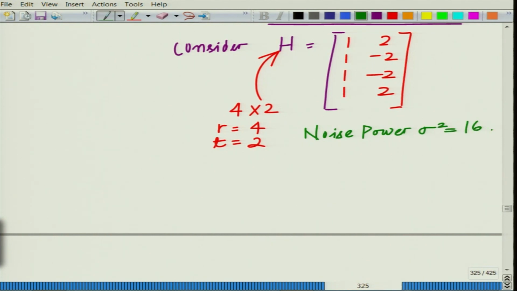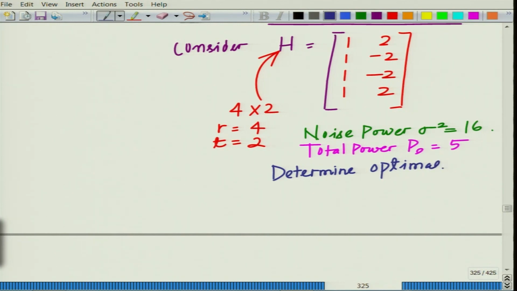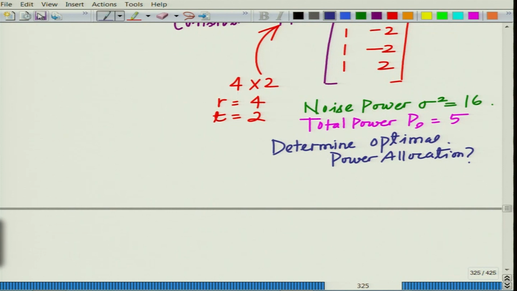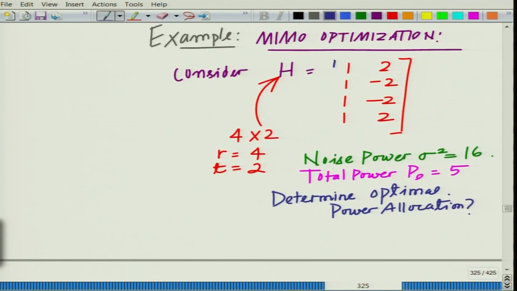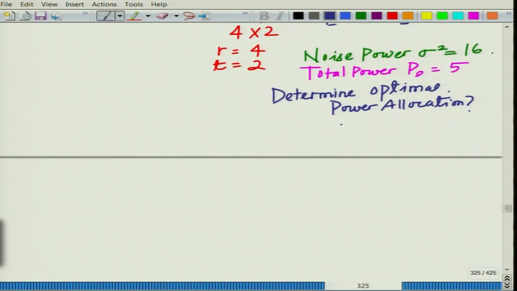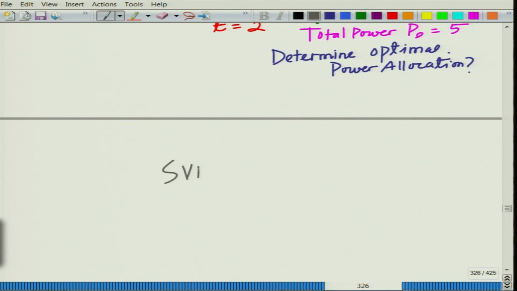Let us now say in this system the noise power sigma square is equal to 16, and the total power P naught is equal to 5, and now we want to ask the question: determine the optimal power allocation for this system, and for that we begin with the SVD.